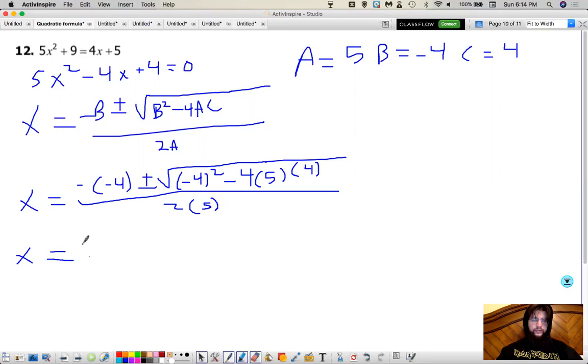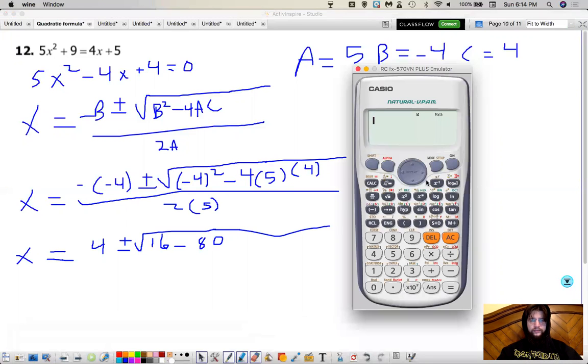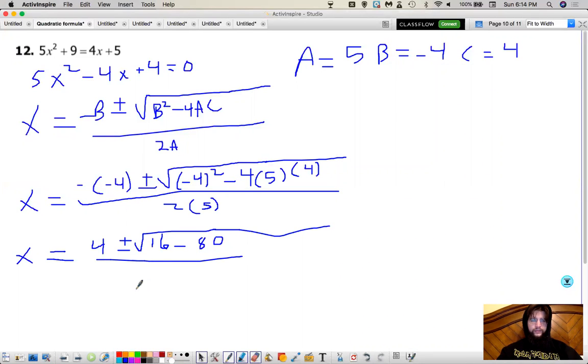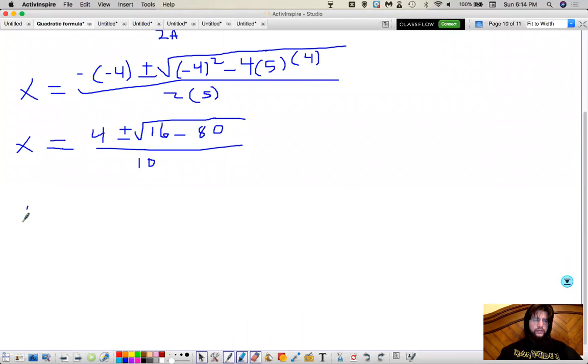X equals, it's going to be 4 plus or minus square root. It's going to be 16 minus, that's 20 times 4 is 80. Go ahead, use your calculator for safety. 4 times 5 times 4. Yes, I know I dropped off the negative sign, so that's -80. X equals 4 plus or minus.